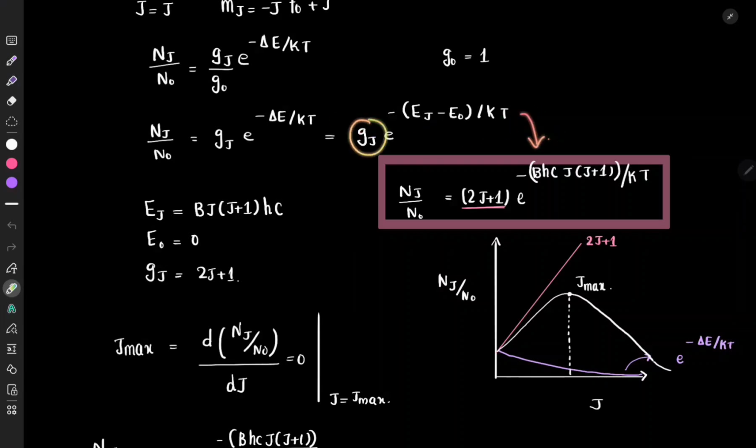So GJ is nothing but 2J plus 1, and this term goes to 0. EJ we have written here. So the Maxwell distribution equation modifies to this final equation.